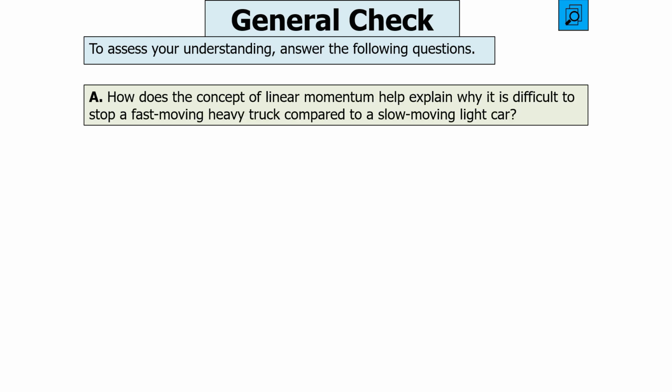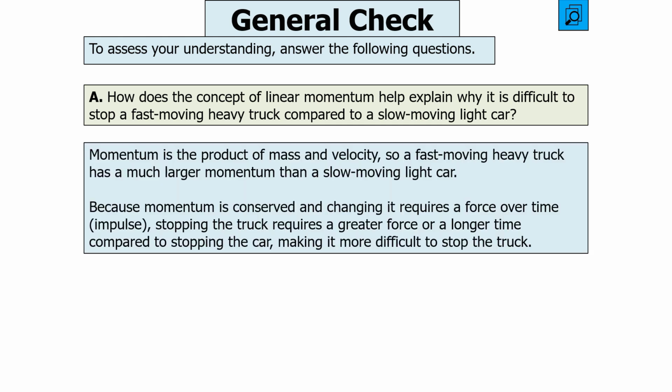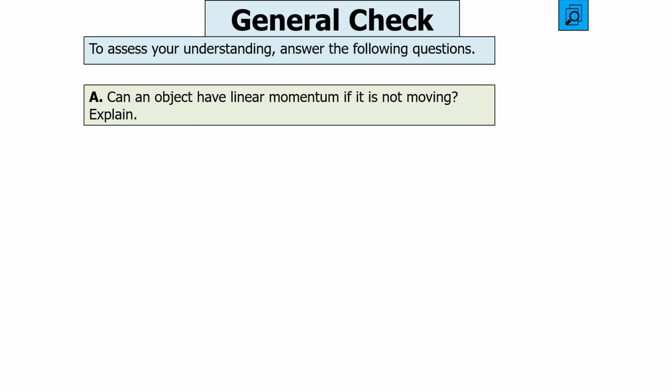How does the concept of linear momentum help explain why it is difficult to stop a fast-moving heavy truck compared to a slow-moving light car? So pause the video now, then unpause the video when you want to go through your answer. Momentum is the product of mass and velocity, so a fast-moving heavy truck has a much larger momentum than a slow-moving light car. Because changing momentum requires a force over time, an impulse, stopping the truck requires a greater force or longer time compared to stopping the car, making it a lot harder to stop.